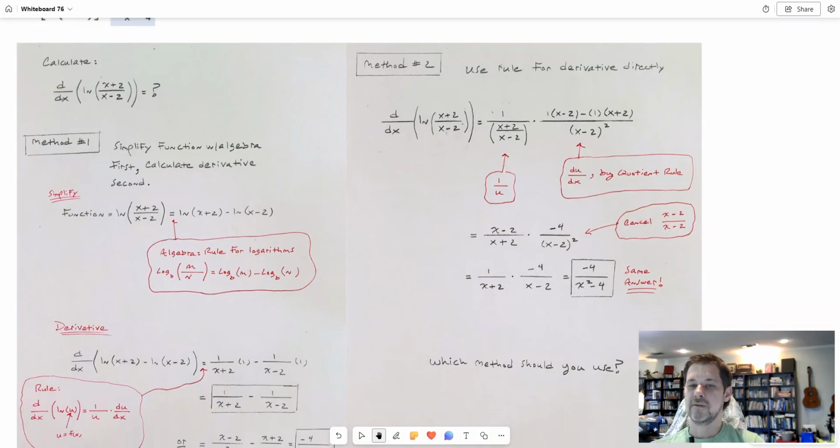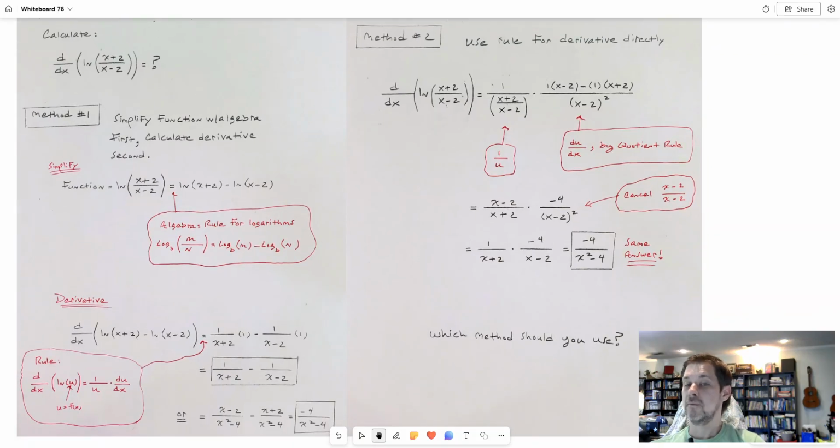So here's my first method, and this is the one I would use. This is how I would work it if I saw it. I think what we should do is simplify this function using algebra, and then after we do that, we calculate the derivative of the simpler function.